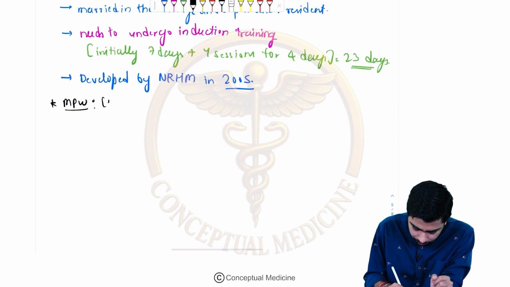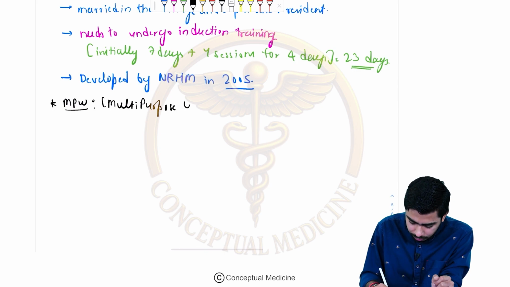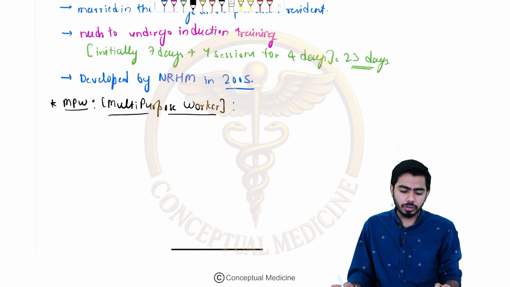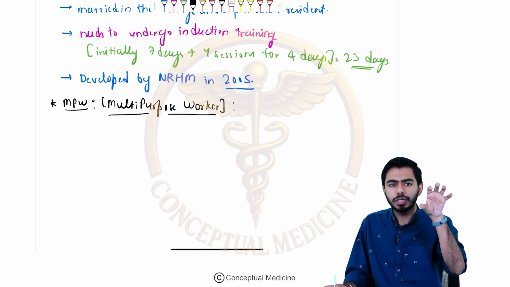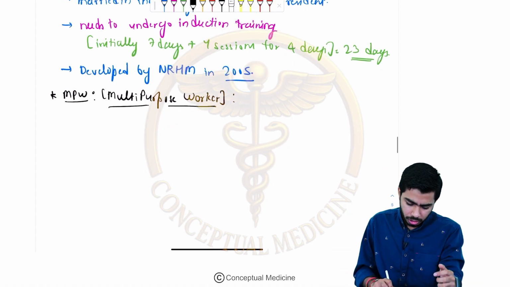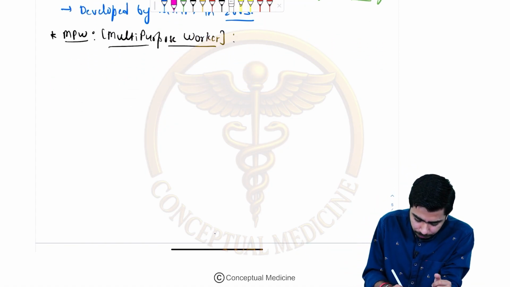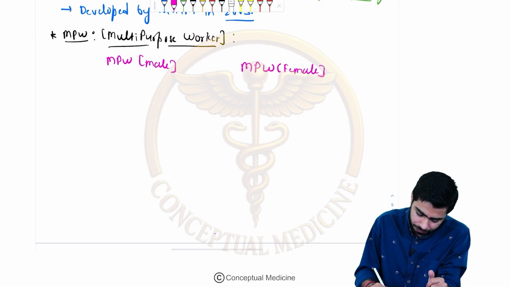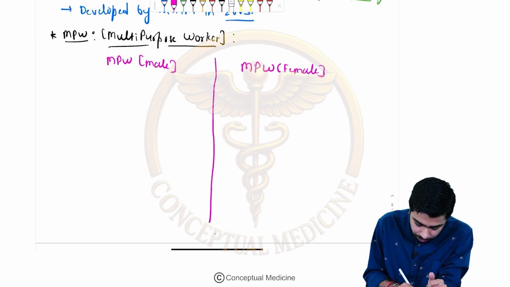MPW is multi-purpose worker, right? So having different purposes over there. Okay. So the MPW, multi-purpose worker, can be female and can be male, with different responsibilities. So let me categorize these two. There could be the male MPW, and there are female MPWs also, and we have different works assigned to them, right? And what are the works of the male and the females?